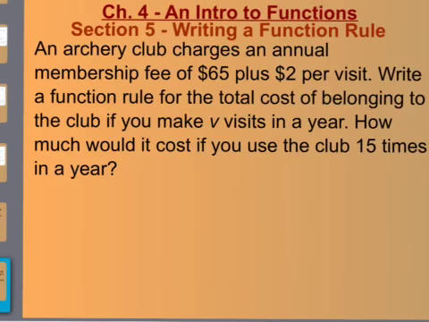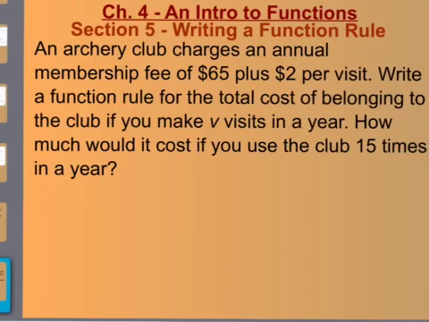Again, please copy down the word problem. An archery club charges an annual membership fee of $65 plus $2 per visit. Write a function rule for the total cost of belonging to the club if you make V visits, so they're telling you what variable to use, in a year. Then it asks, separate question, how much would it cost you to use the club 15 times in a year? So we're talking in just 1 year.